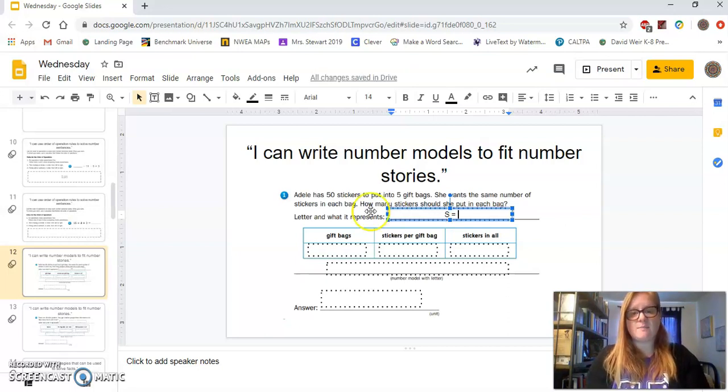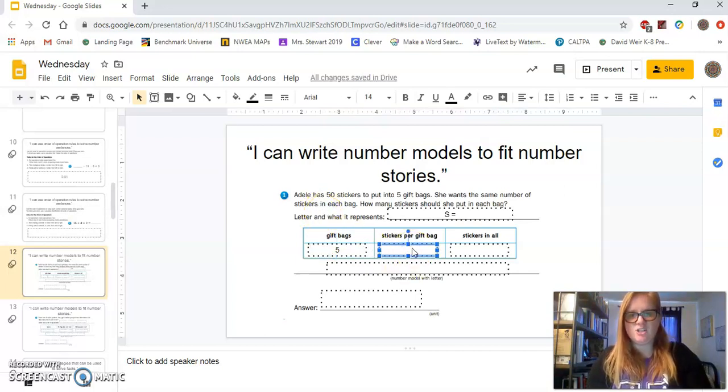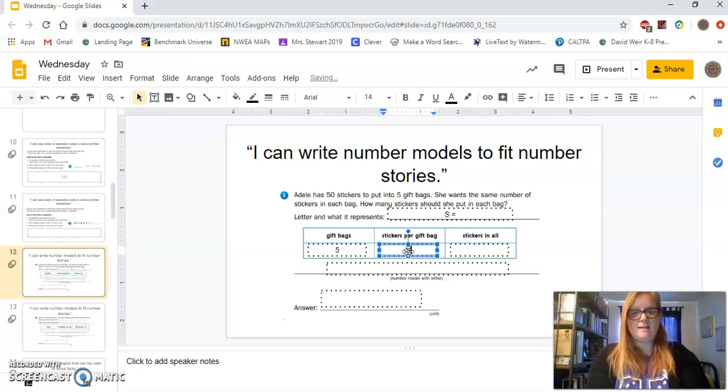Okay, so let me check my chart. All right, so do I know how many gift bags I have? Well, let's see. Adele has 50 stickers to put into 5 gift bags. So yes, I do have that answer. I have 5 gift bags. Now, do I know how many stickers are in each gift bag? Let me see. She wants the same number of stickers in each bag. How many stickers should she put in each bag? So no, this is my unknown. This is what I don't know. So I'm going to put my letter S.